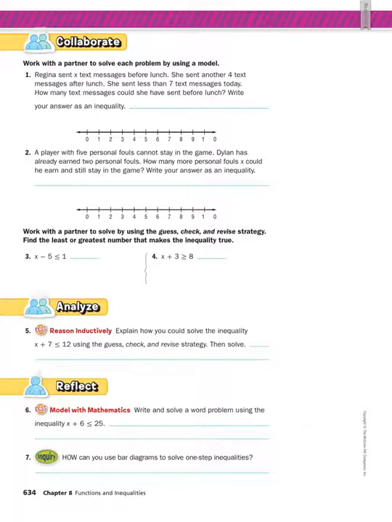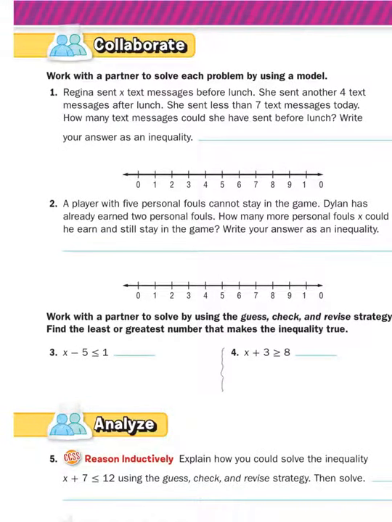All right, so let's start by reading number 1 here. It says, Regina sent X text messages before lunch. Let's circle that. So X text messages before lunch. And she sent another 4 text messages after lunch. So I'm going to circle that, and I'm going to write after up here. And it says she sent less than 7 text messages today. So they would be her total text messages. So the question says, how many text messages could she have sent before lunch? Write your answer as an inequality.